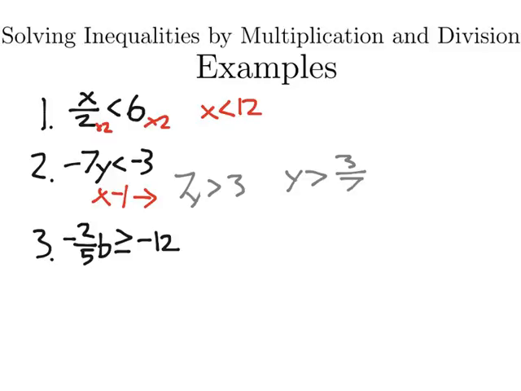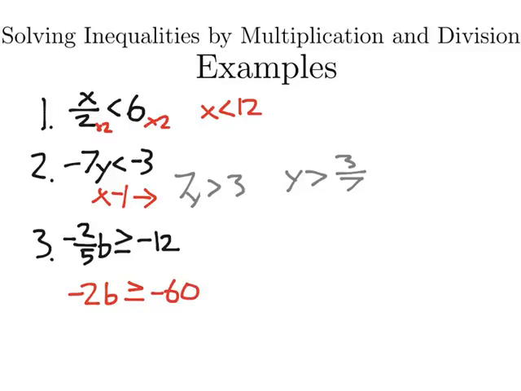For number 3, I have that negative 2/5 b is greater than or equal to negative 12. Let's start now by multiplying both sides by a positive number, so no need to change any signs, of 5. So if I multiply both sides by 5, I have negative 2b is greater than or equal to negative 60.